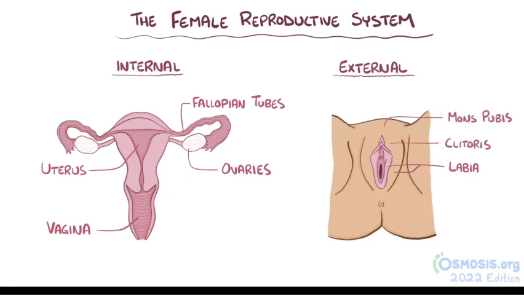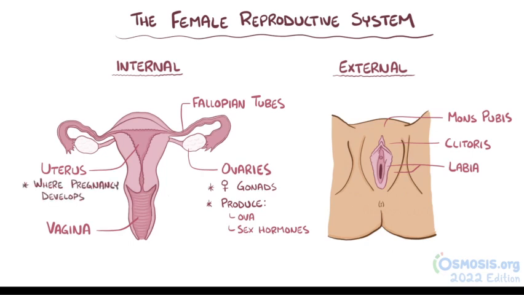The ovaries are the female gonads, and they produce the ova as well as the female sex hormones. Both the ovaries and the uterus are subject to the pulsatile hormonal activity of the hypothalamus and pituitary glands. The uterus is where pregnancy develops, and the baby comes into the world through the birth canal, or the vagina, that connects the internal and external sex organs.